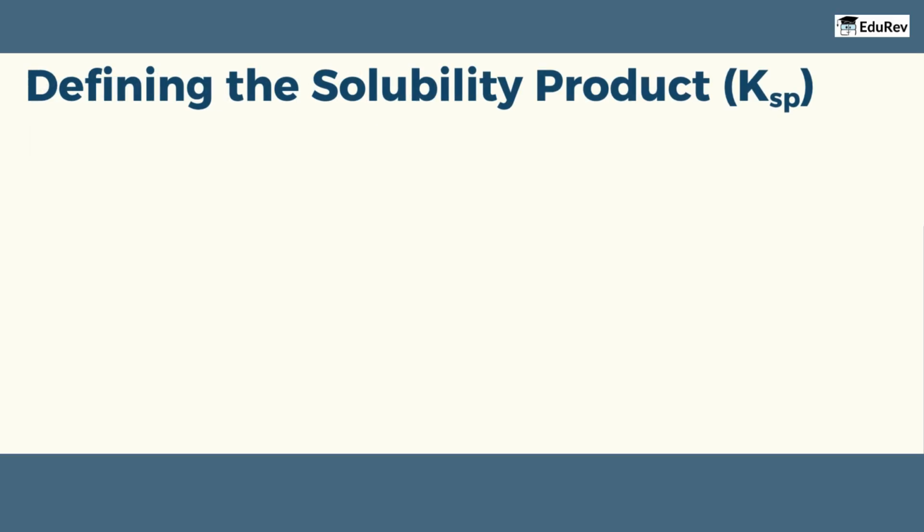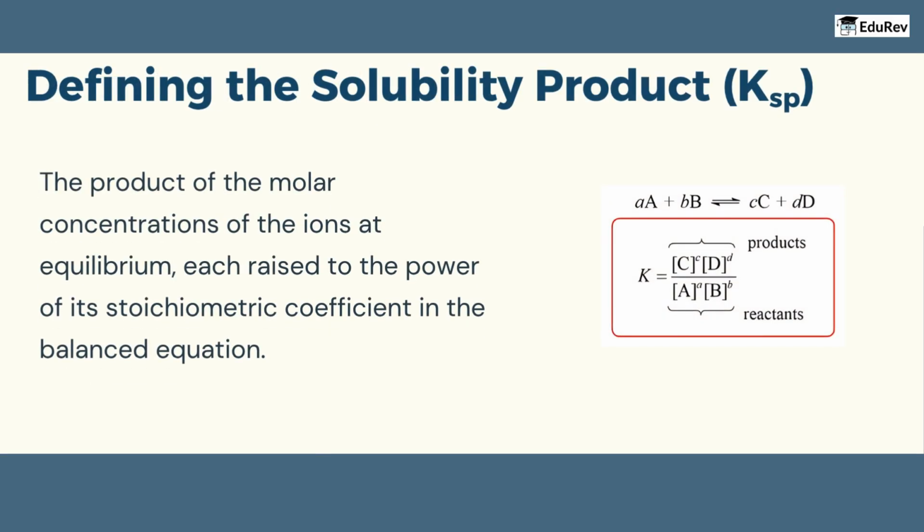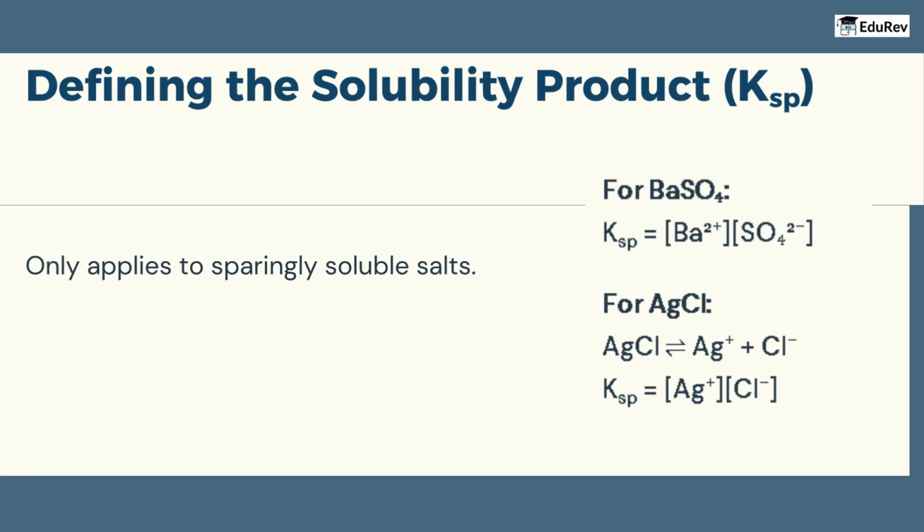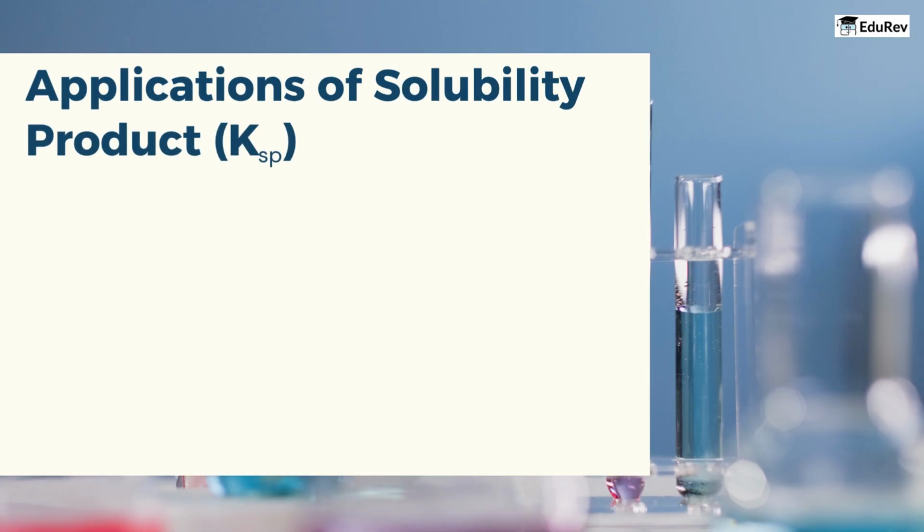Let's explore the solubility product, KSP. The solubility product, KSP, is the product of the molar concentrations of the ions, each raised to the power of its stoichiometric coefficient, at equilibrium. The solubility product only applies to sparingly soluble salts.